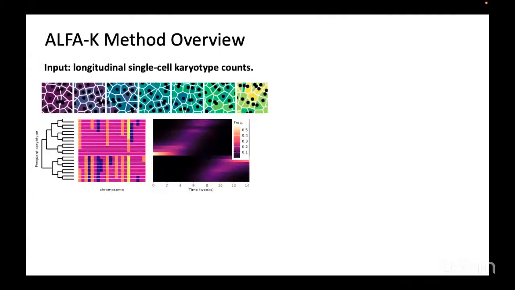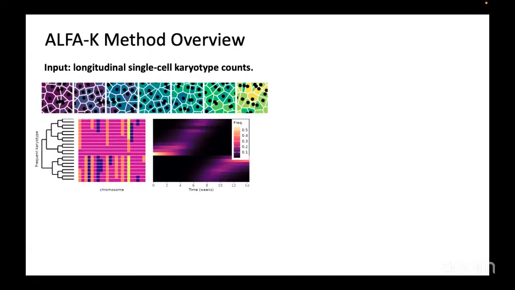Okay, so the method I'll present today, AlphaK, I'm just going to give a brief overview of how this works. Basically the input is longitudinal single cell karyotype counts. The graphic at the top is just some hypothetical cell population, which is evolving in terms of its karyotype. We would take data from that. We would take the frequency of individual karyotypes.